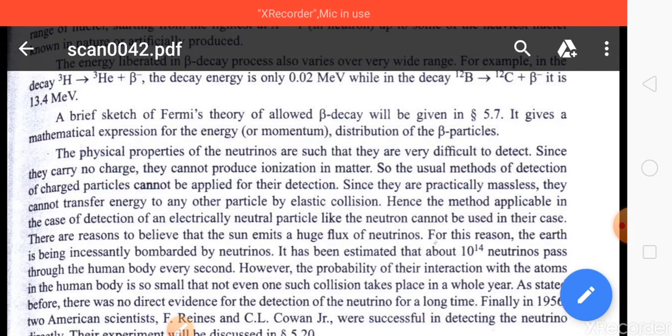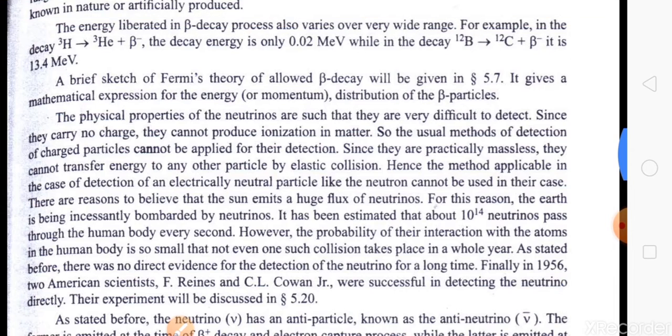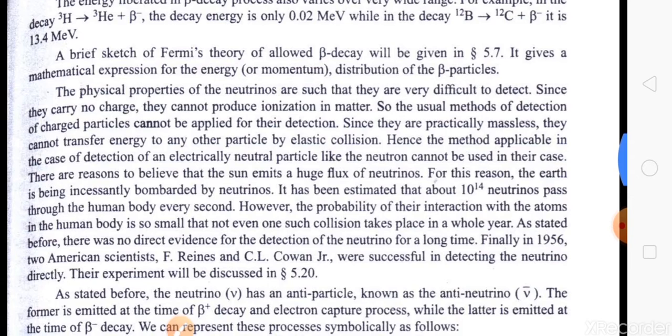So now today let us discuss the topic, Fermi's theory of allowed beta decay. As you know, for alpha decay, beta decay and gamma decay, certain rules and regulations are there. If you want an element to undergo the beta decay process, it must obey some rules and regulations. Then only that element is allowed for beta decay process. That's why we call it Fermi's theory of allowed beta decay. So it gives a mathematical expression for the energy distribution of the beta particles.